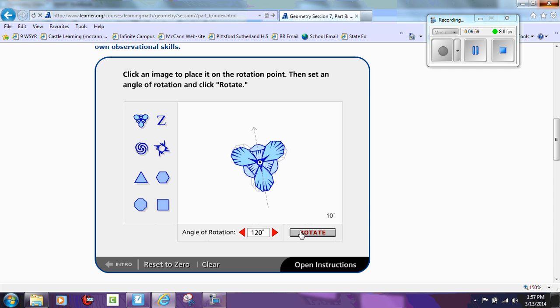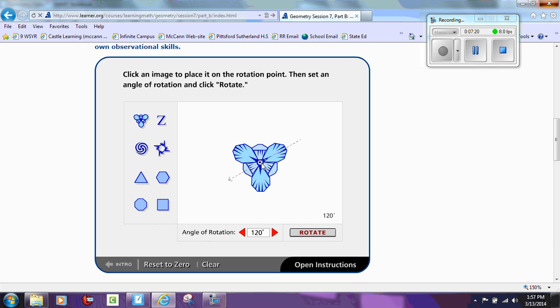And if I rotate 120 degrees, then what I find is that the image coincides with the pre-image, and thus the angle of rotation for this particular figure is 120 degrees. Notice that the center of rotation, the point upon which my figure is turning, is that center point right there.